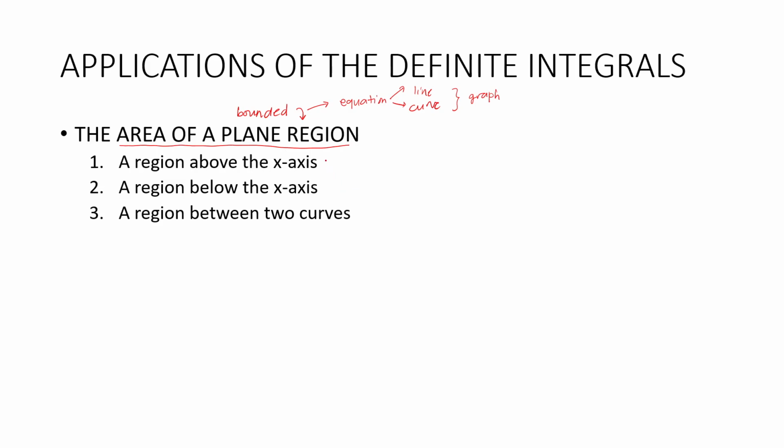So most likely you're going to encounter three scenarios. You're going to solve the area above the x-axis or maybe below the x-axis. You're also going to solve a region between two curves. Okay, so straight away with the formula. We're going to have two types of formula. First, the vertical strip.